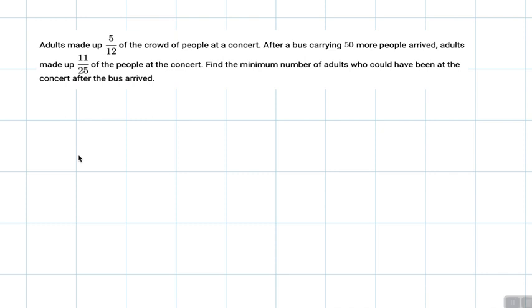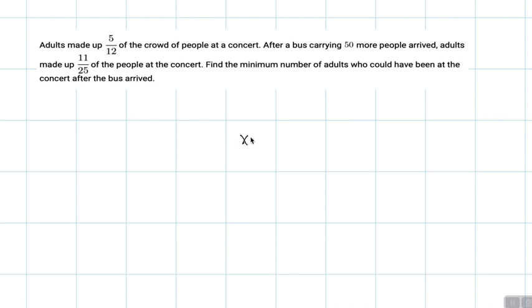Adults made up 5/12 of the crowd of people at a concert. After a bus carrying 50 more people arrived, adults made up 11/25 of the people at the concert. Find the minimum number of adults who could have been at the concert after the bus arrived.